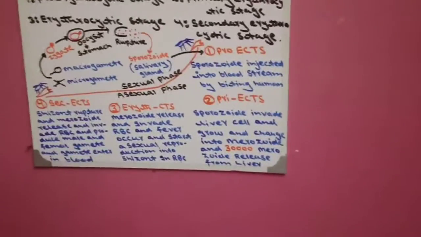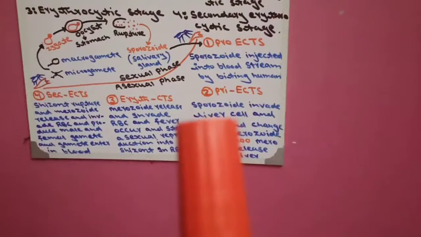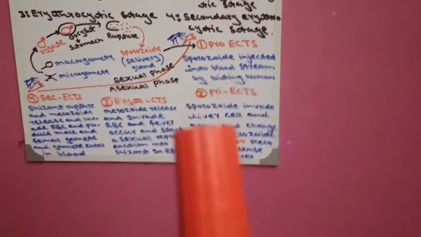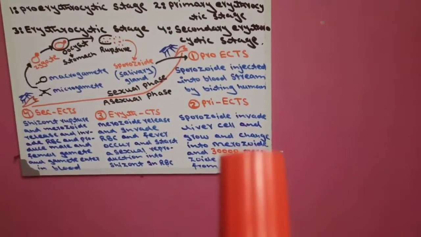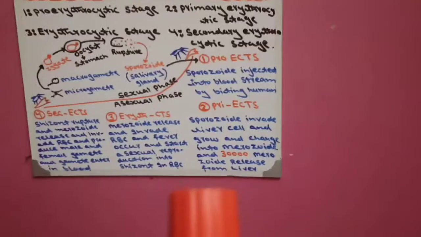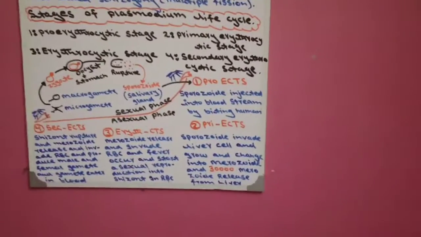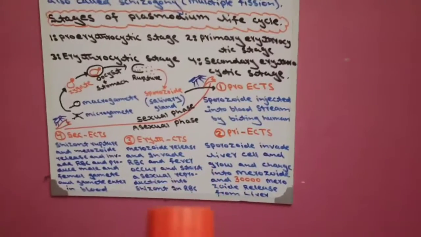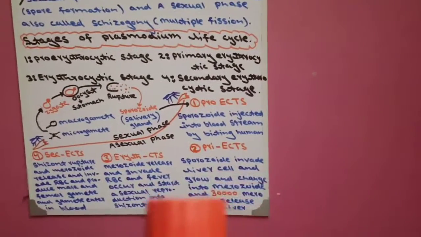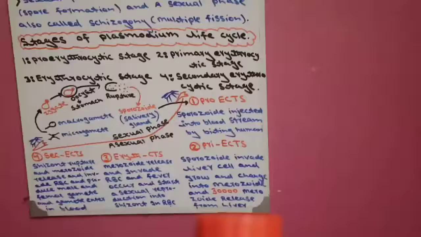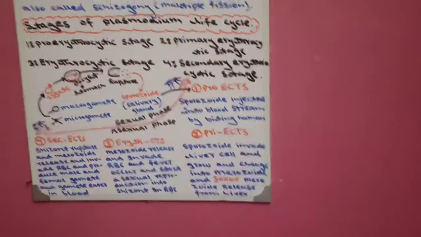Now the second stage of the asexual phase is the primary erythrocytic stage. In the primary erythrocytic stage, sporozoites from the bloodstream invade liver cells, grow and change into merozoites, and 30,000 merozoites are released from the liver. This is the primary erythrocytic stage.